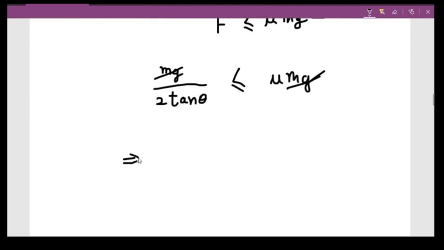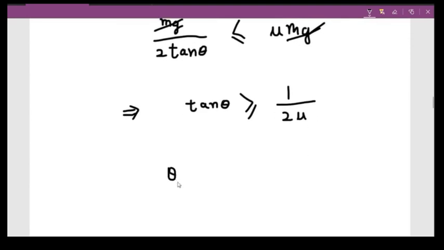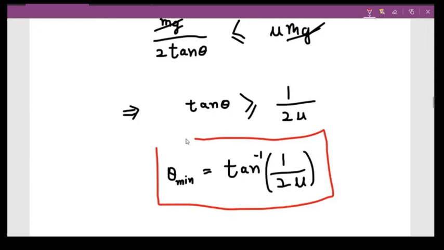It implies tan of theta is greater than or equal to 1 over 2 mu. For theta minimum, we have to choose the equality sign. So theta minimum equals tan inverse of 1 over 2 mu. This is the minimum value of theta below which the ladder will start to slip.